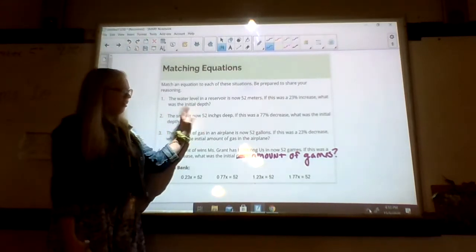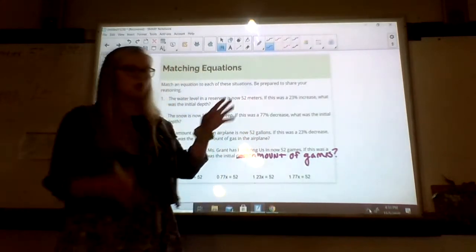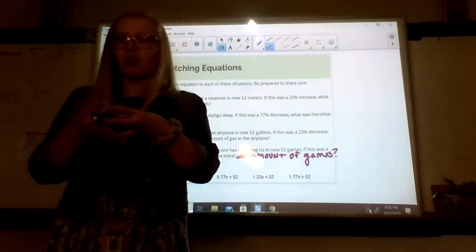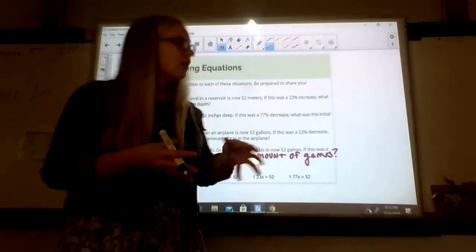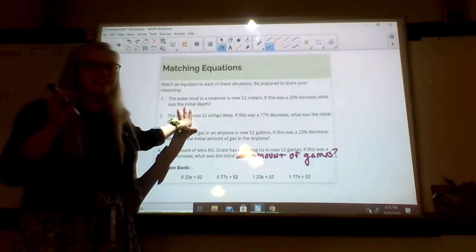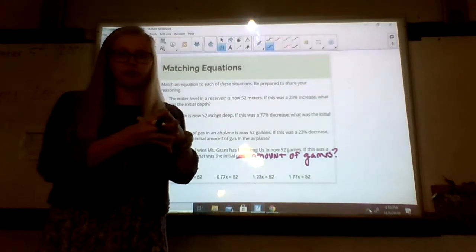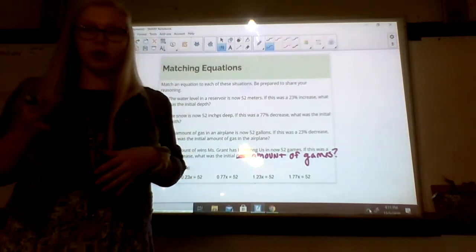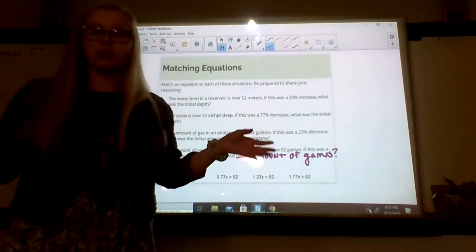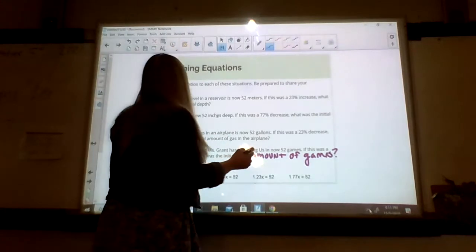Okay, so obviously these all are equaling 52 because our new quantity for all of these is 52. So this is a 23% increase. So it means we took our 100%, whatever it is, and increased it by 23%. If I'm increasing, that means I'm adding. So 100 plus 23 is going to give us 123%.